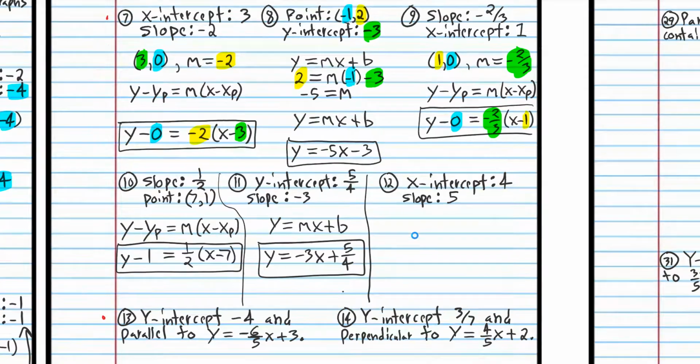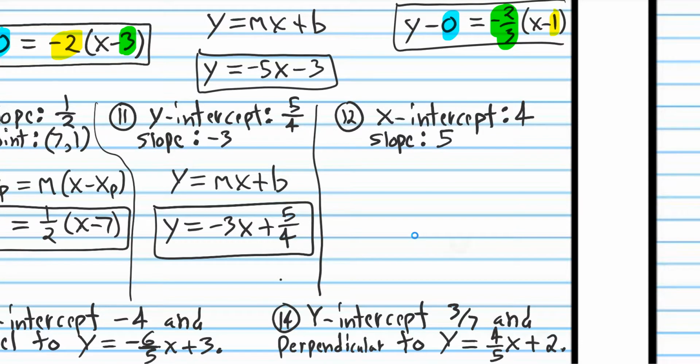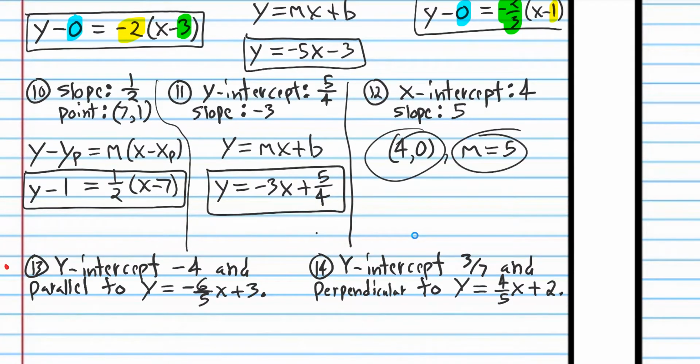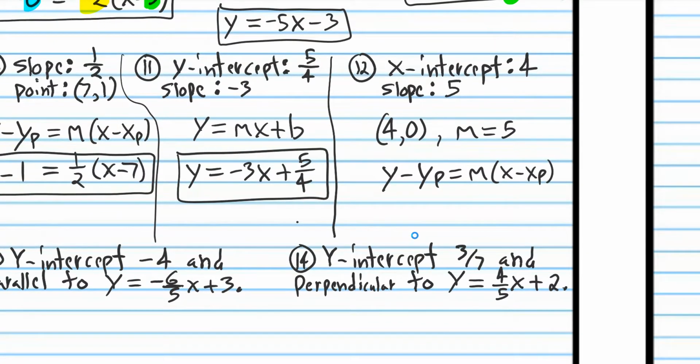All right, we're back. So the x-intercept is just a point. It's just 4, 0. And we also have the slope of the line, which is 5. So we have a point and we have the slope. Well, obviously, we're just going to use point-slope form because we have a point on the line and we have the slope of the line. y minus 0 is equal to 5 times x minus 4, and it's just that simple.